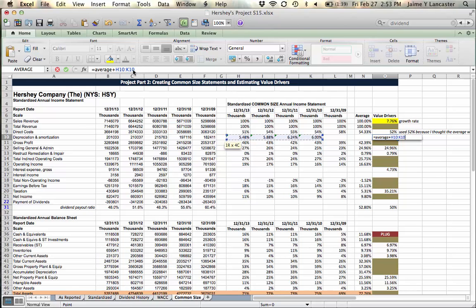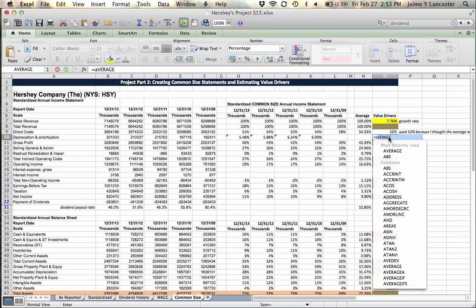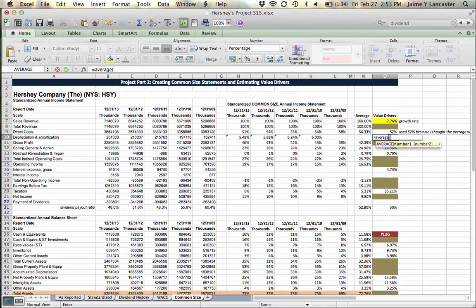Especially if I use the right formula. Let's try it again. Did you hear me? I was getting all cocky and then I put in the wrong formula. There we go. We're going to call this 5.9% of gross plant, property, and equipment.